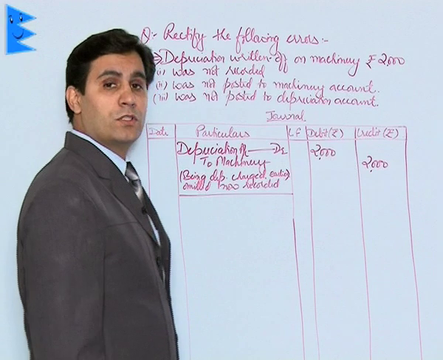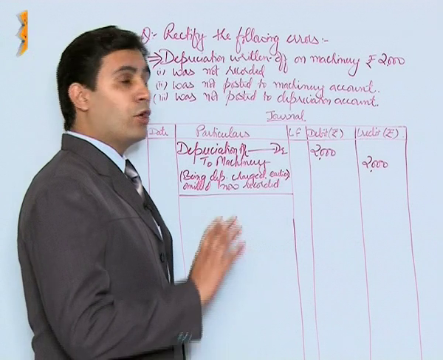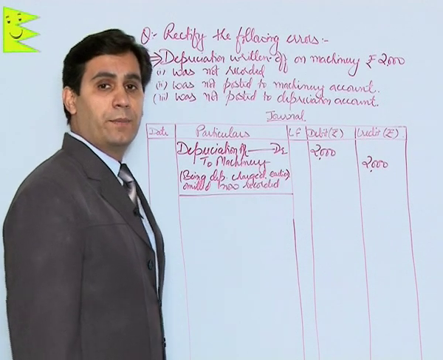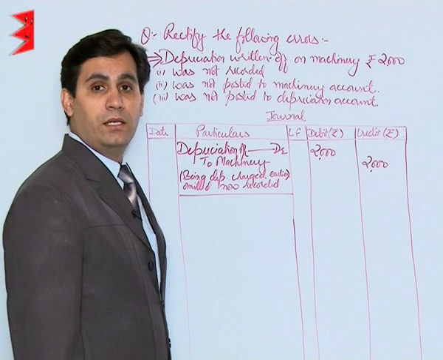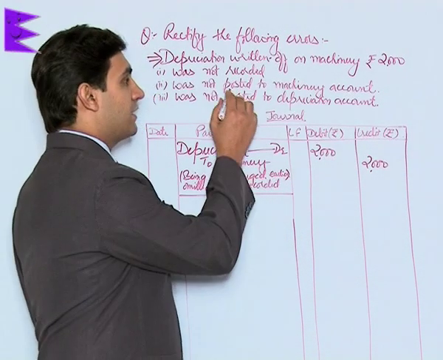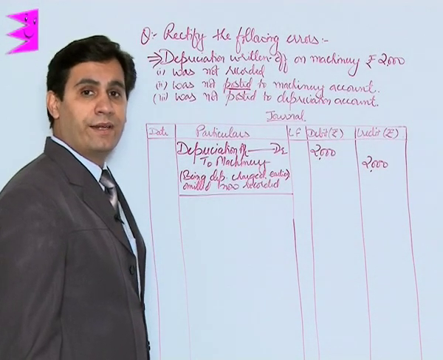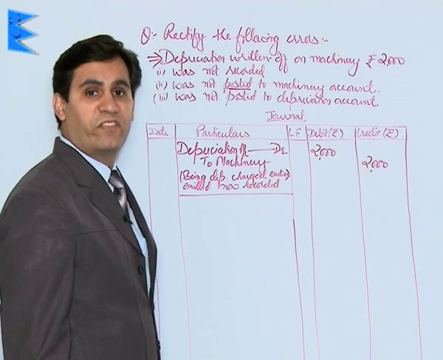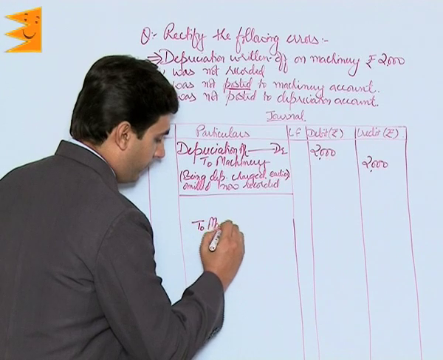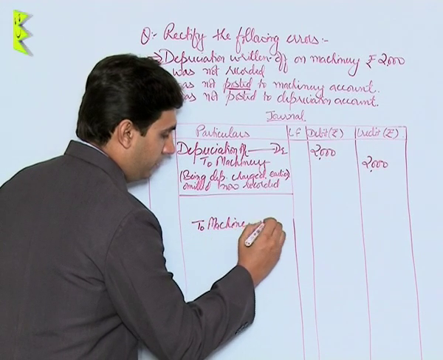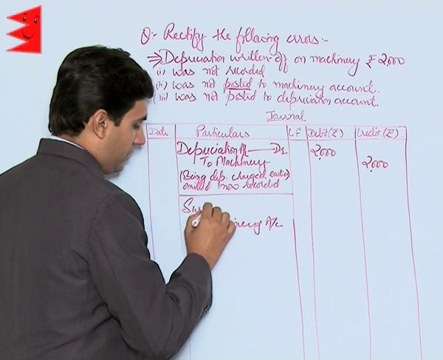Now in second case, it was not posted to machinery account. Students, just recall the correct entry. The correct entry is depreciation to machinery. That means machinery account should have been credited, but in this case it was not posted to machinery account. That means the necessary credit in the machinery account is not reflected. So what we'll do is credit the machinery account now, to machinery account, and in debit we'll write suspense account.